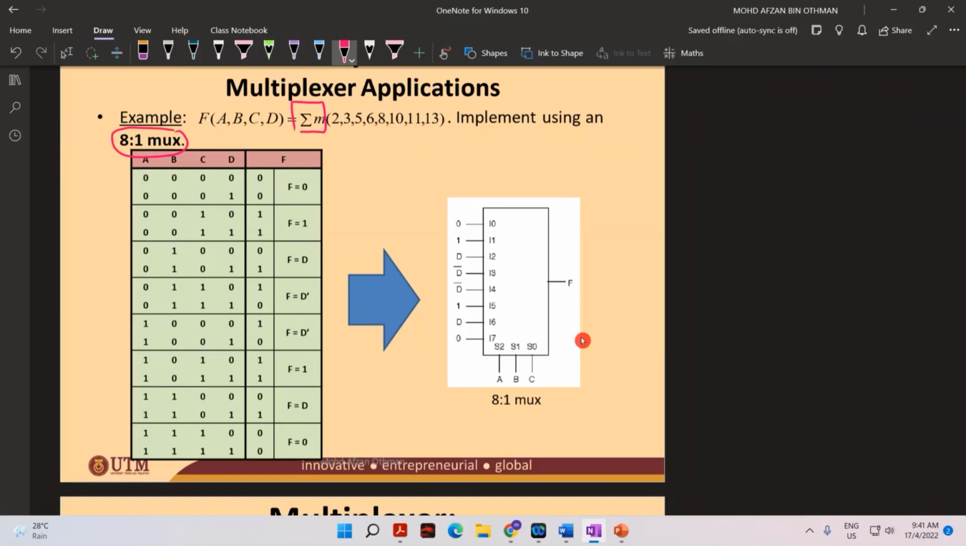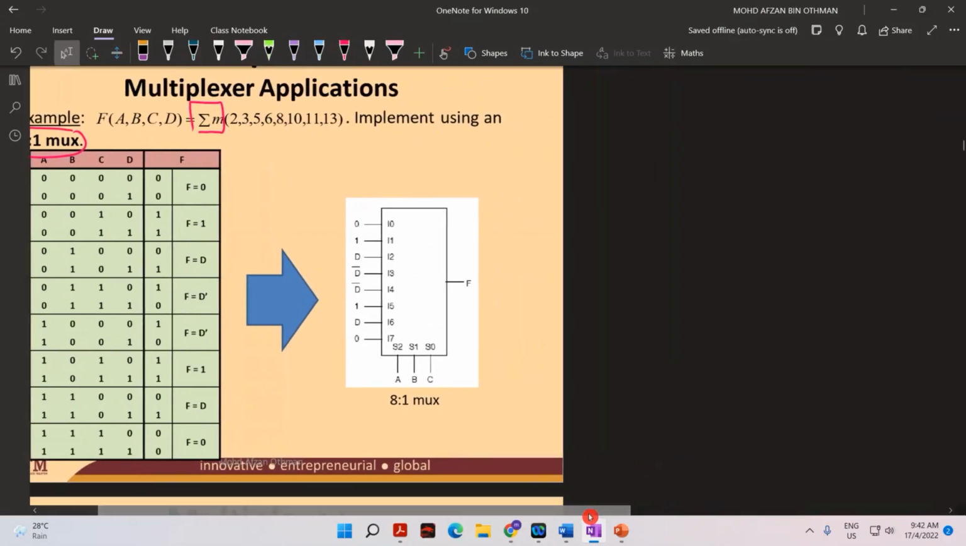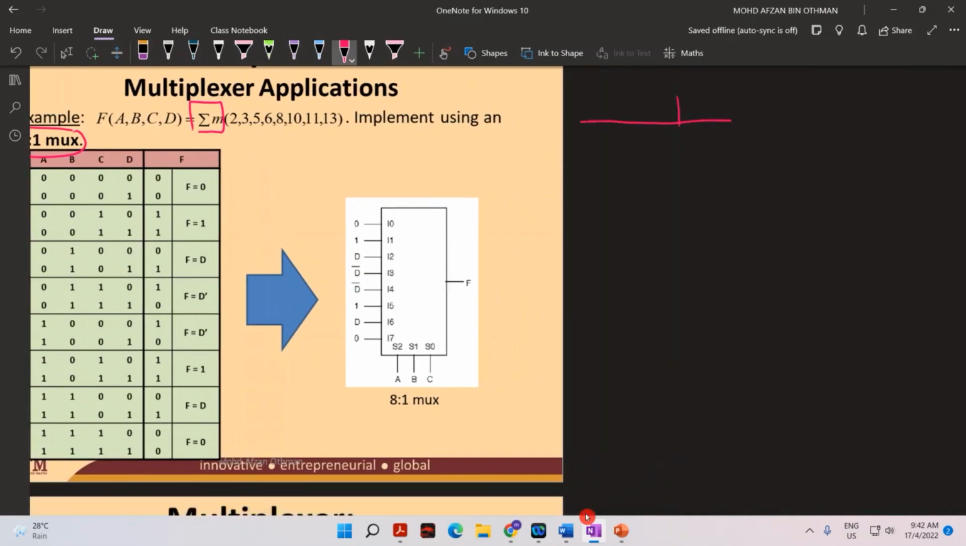Okay, so macam mana nak buat? Mula-mula kita kena dapatkan dulu dia punya truth table. From this min term notation, kamu dapatkan dulu truth table. Okay, so saya lukis dulu truth table. Berapa input? Ada 4 input, so A, B, C, D, and 1 output F. So combination of input nanti ada 16 lah.